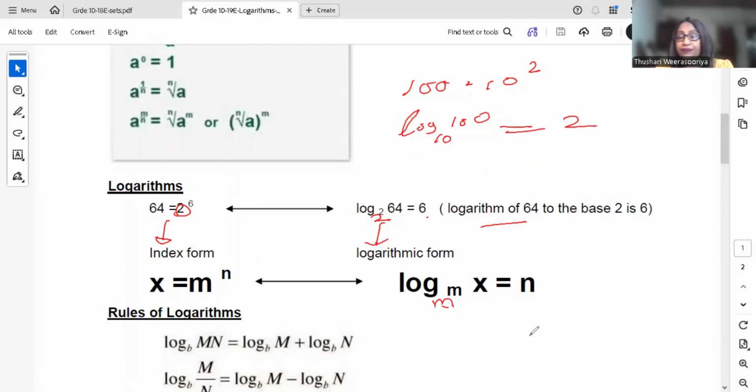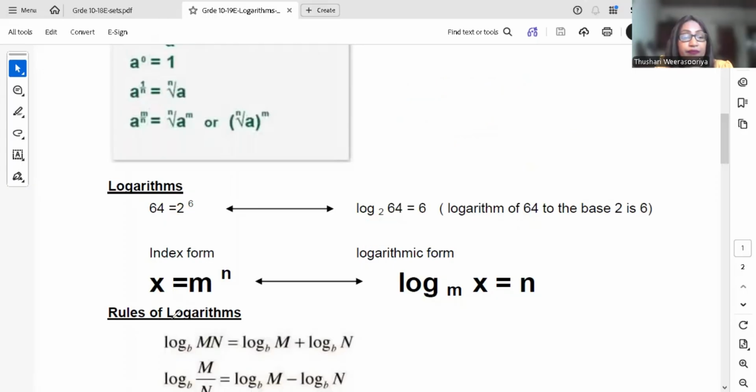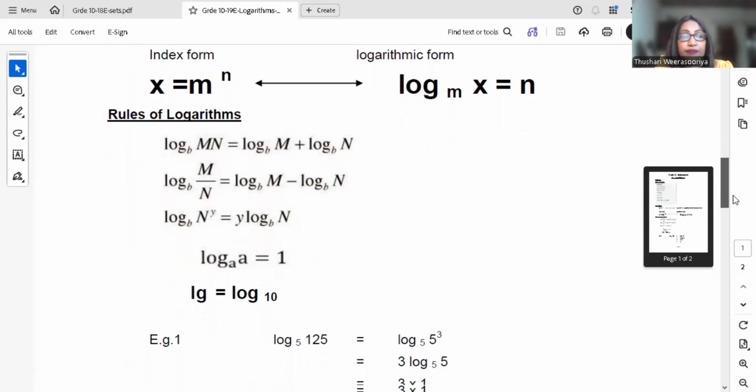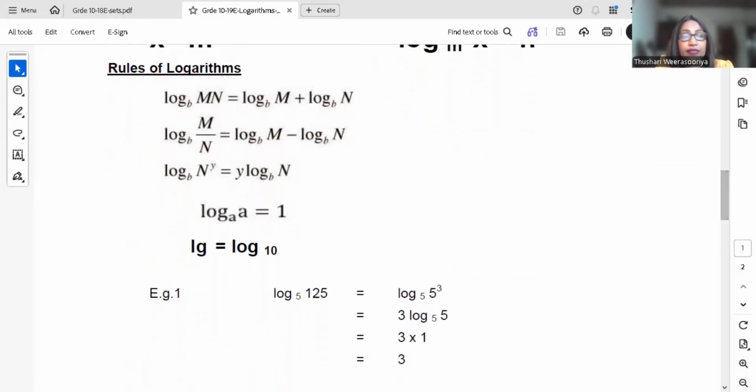We'll write the next part of that. We'll write the rules of logarithm. Like indices, there are some rules for logarithm also.